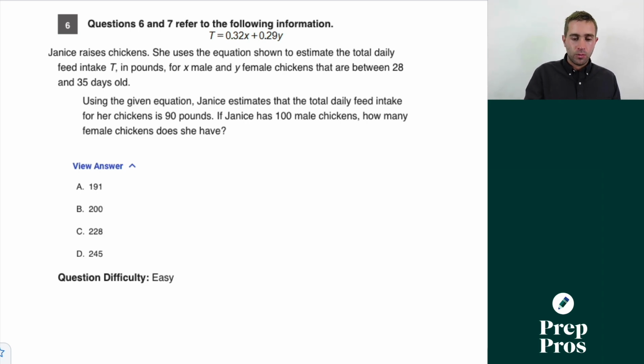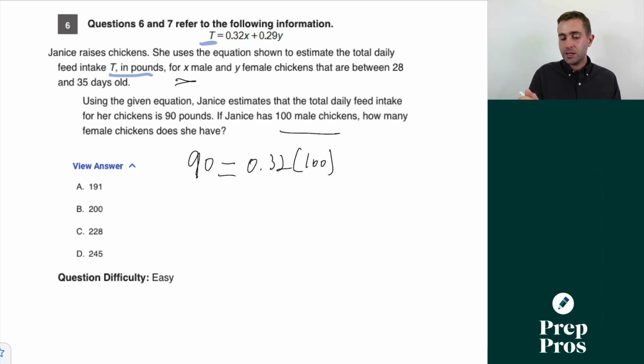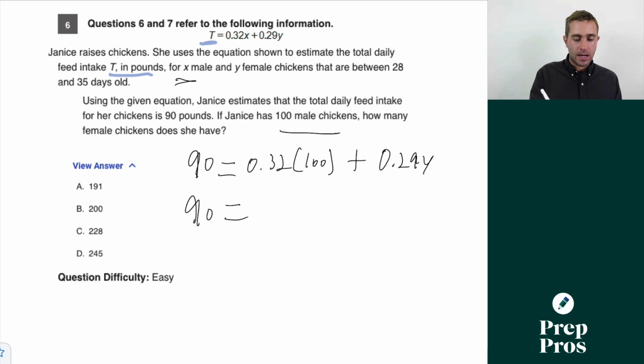Well, we know that since it's T in pounds, we're going to plug our 90 in here. And then we know X is the male, and we have 100 male, so we're simply going to plug in the 100 for where we see the X. So what we're going to get is 90 equals 0.32 times 100 plus 0.29y. This is now going to give us that 90 equals 32 plus 0.29y. And now we are going to get 58 equals 0.29y.